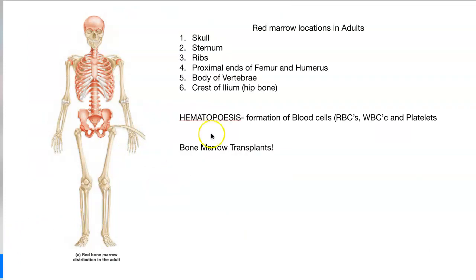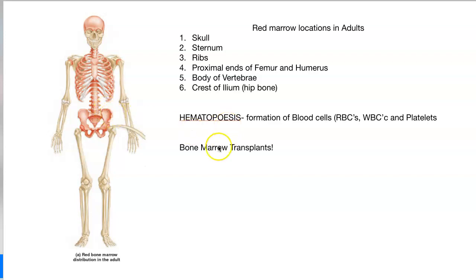Now, red marrow, where do we find it? It's going to be in the skull. It's going to be in the sternum, in the ribs, the proximal ends of the humerus, and here's the femur. And it's going to be in the bodies of our vertebrae, and in the crest of the hip bone up in here.